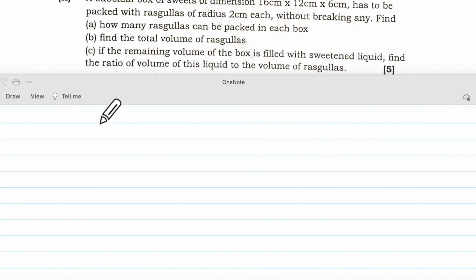Now the first two parts are pretty okay, but the third one may need a little thinking. So you will need, what is this? The volume of box, correct, will be equal to N into volume of each rasgulla.